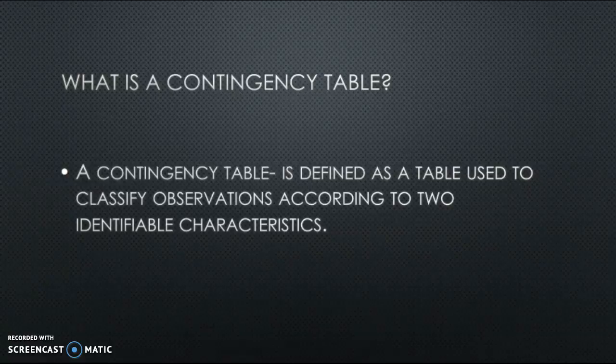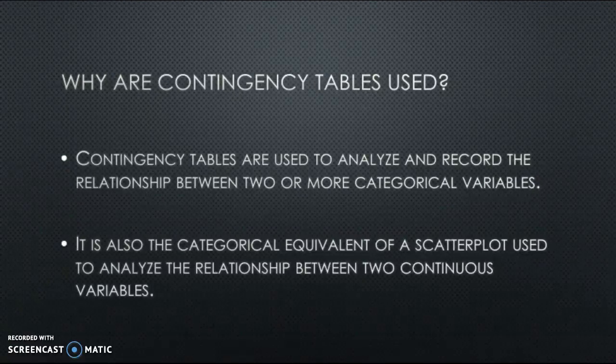What is a contingency table? A contingency table is defined as a table used to classify observations according to two identifiable characteristics. Now, a lot of people might ask, why are contingency tables used? Contingency tables are used to analyze and record the relationship between two or more categorical variables. It is also the categorical equivalent of a scatter plot, which is used to analyze the relationship between two continuous variables.